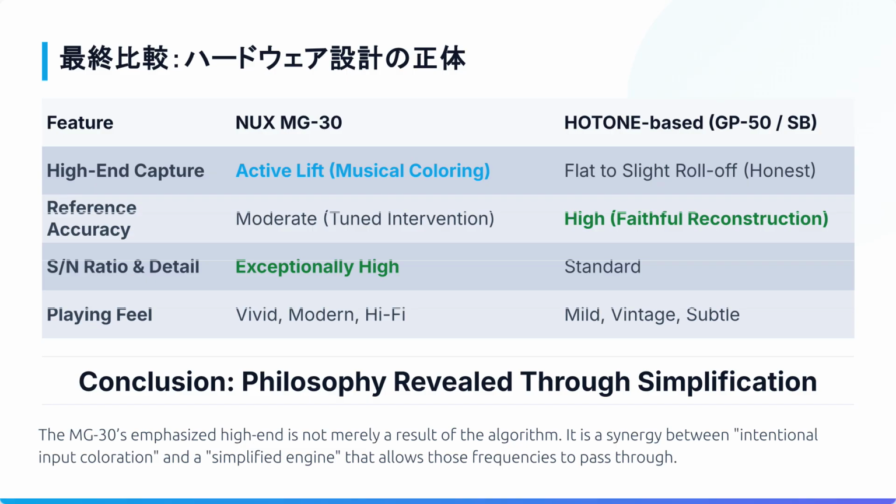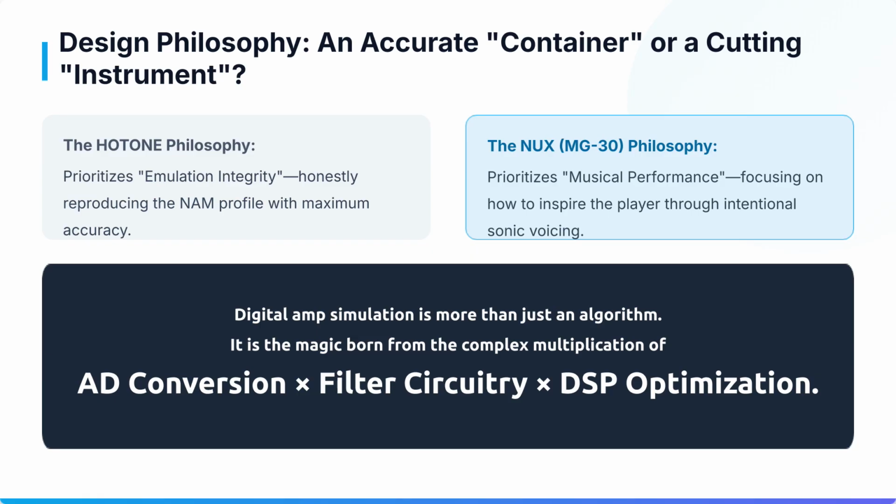So, same input, different hardware, different results. MG-30 targets musical clarity with its high-end boost. Hotone targets reference accuracy to the input. NUX might have less fidelity to the profile, but it cuts through the mix much better. These aren't failures, they are deliberate design philosophies.